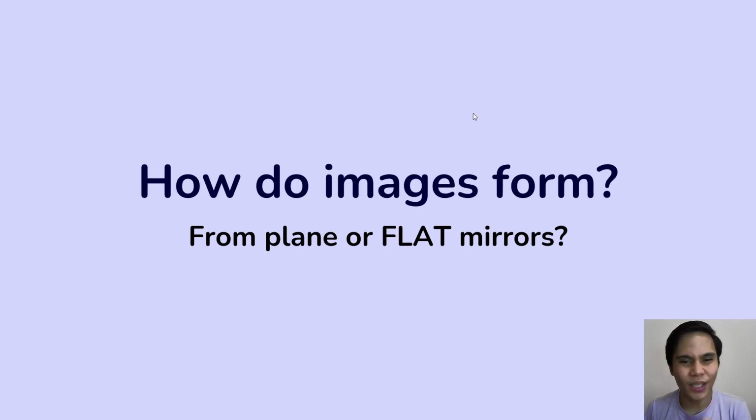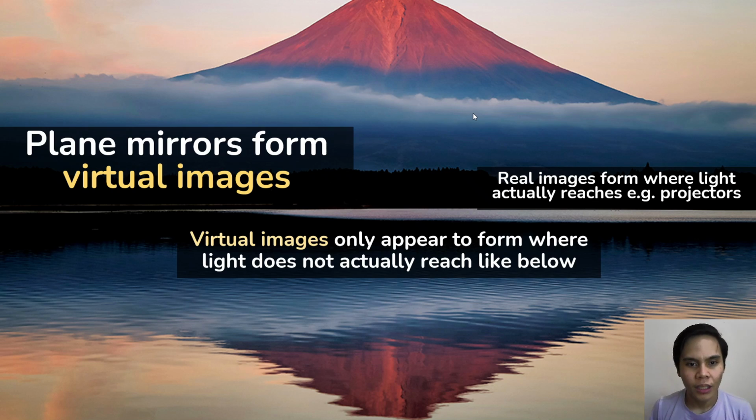So how do images form? So let's focus on images and mirrors. So plane mirrors would form what we call virtual images. They always form virtual images. These images are what appear to be behind the mirror. So they only appear to form but light does not actually reach that place. So if you look at yourself in a mirror, light isn't going to where it seems the image is.